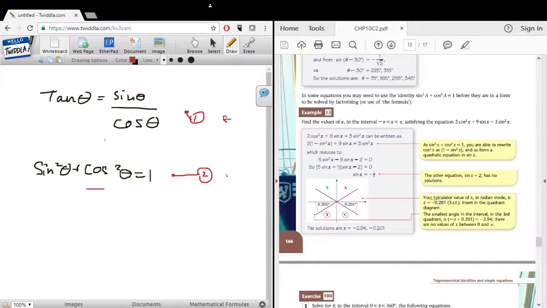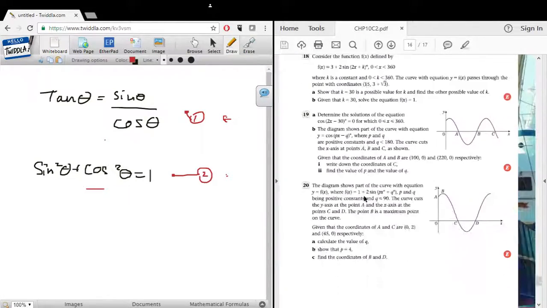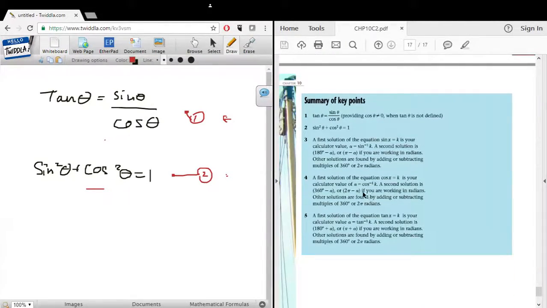And you can see here that there are just some examples that you can go through with equations that are similar to what we had before with our x's. I'm just rearranging, factorizing, and finding a solution. Mixed exercises, which leads us to summary of key points.